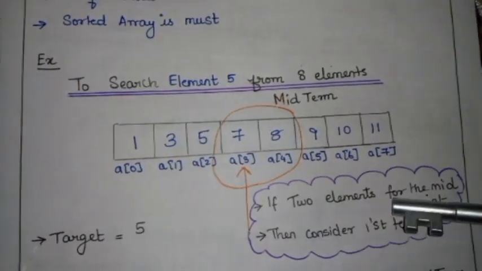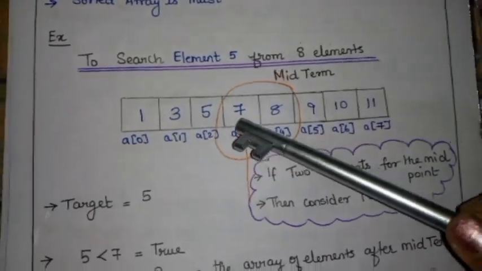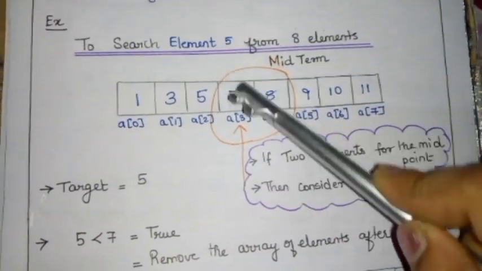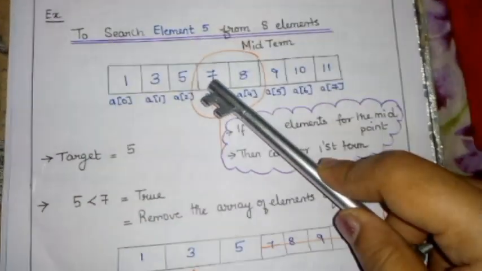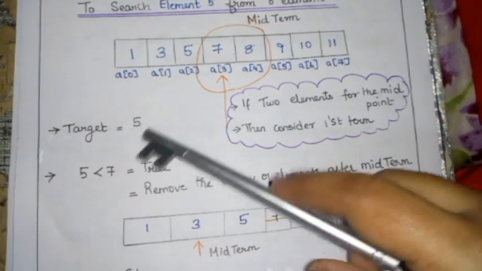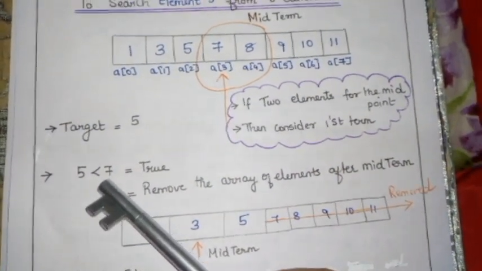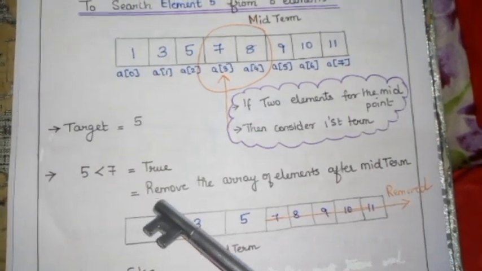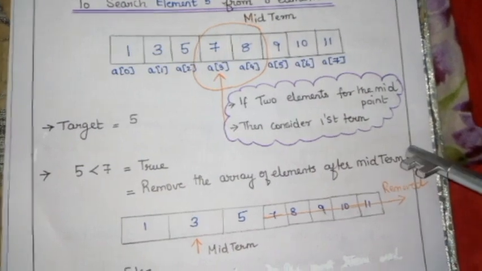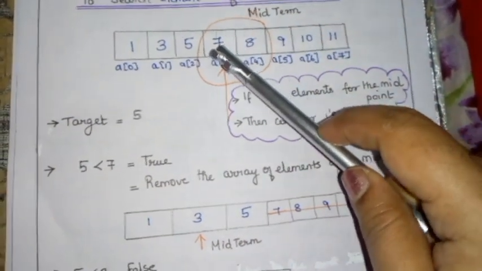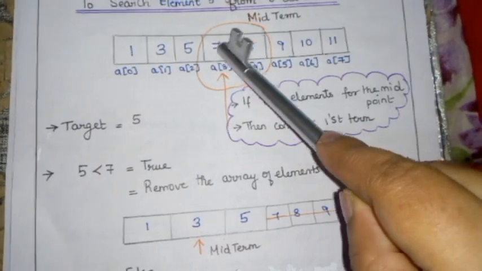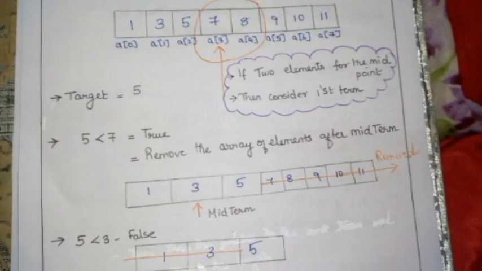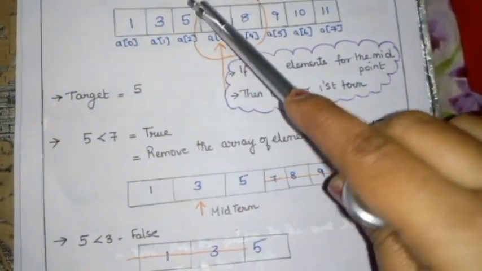If there are two elements for the midpoint, then consider the first one. So here the midpoint is 7 and 8. Now I'm going to take only the first element as the midpoint. So 7 is my midpoint. My target is 5. So my target is compared with the midpoint, and it is less. So remove the elements after the midpoint, including the midpoint itself. I'm going to remove all those elements.